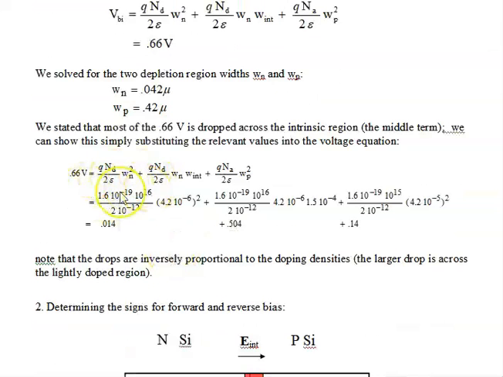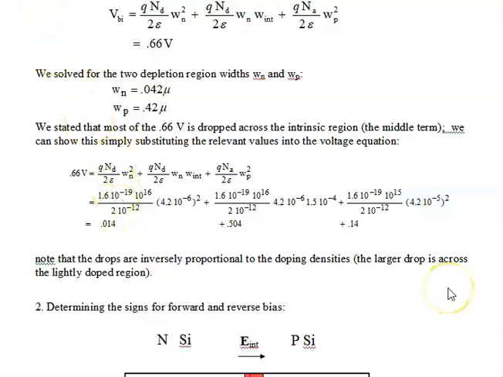And we put those numbers into the formula, and we find that indeed this is the middle region right here. The middle region has about 0.5 volts of the 0.66, which is basically the whole thing. And then the lightly doped region has 10 times the voltage dropped across it, which is very small, and the heavily doped region has a very small amount of voltage dropped across it.